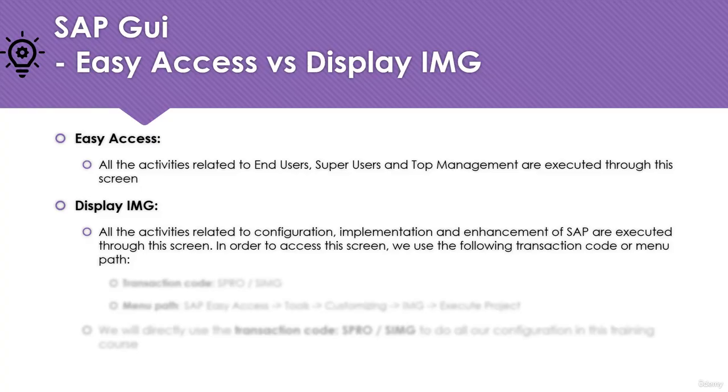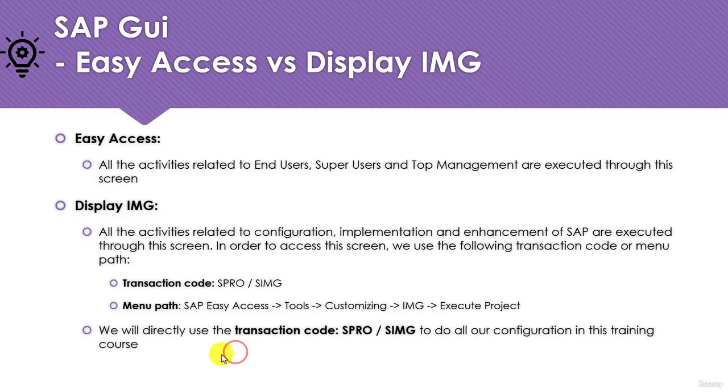In order to access this screen, we use the following transaction codes or menu path. That is SPRO or SIMG, or if you want to navigate through the menu path, you can go through SAP Easy Access, then the Tools folder, Customizing, IMG, then Execute Project. We will directly use the transaction code, either SPRO or SIMG, to do all our configuration in this training course.